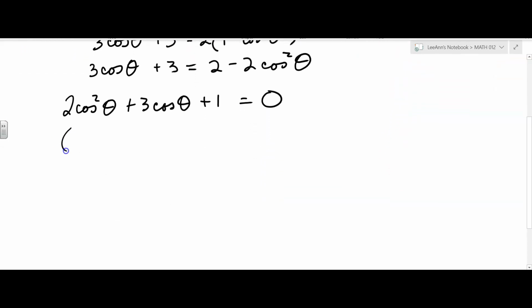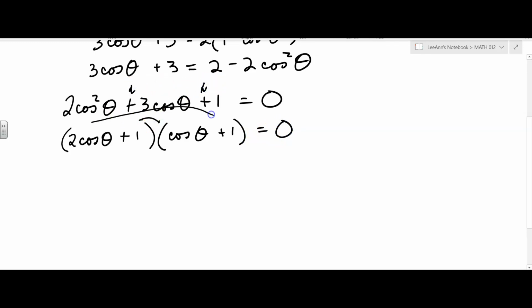This should factor, so we're going to factor it into 2 cosine theta plus 1 and cosine theta plus 1. That's going to work. They both had to be positive because you have a positive here and a positive here. And you've got the 1 cosine theta and the 2 cosine theta making 3 cosine theta. Okay, so that's the factoring. So for the first parentheses here, we're going to have cosine theta equals negative 1/2. And then for here we have cosine theta equals negative 1.